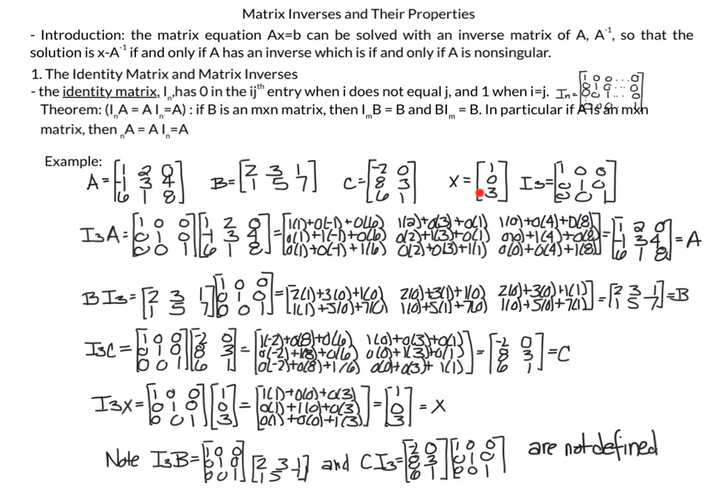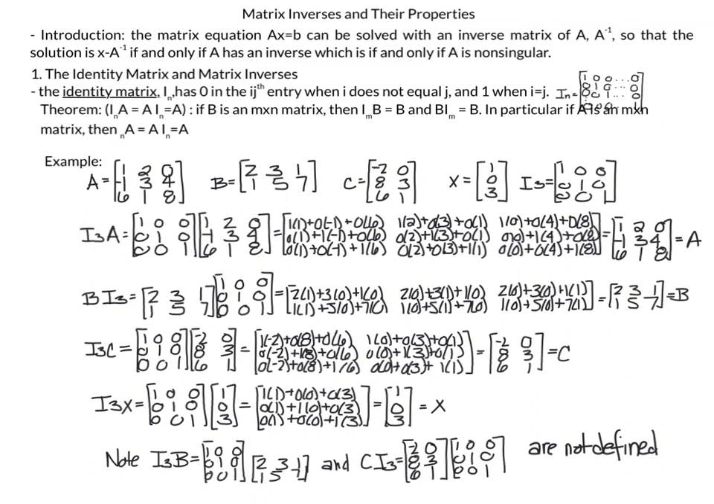And then I3 times my vector x. Again, it's 3 across with 3 down, so I can do this as well. So I have my 1 times 1 plus 0 is 1. I have 0 times 1 is 0, plus 1 times 0 is 0, and 0 times 3, and then I have 0, 0, and 3, and that is equal to x. And you also want to note I3 times B doesn't work, because you have 3 going across but only 2 going down.